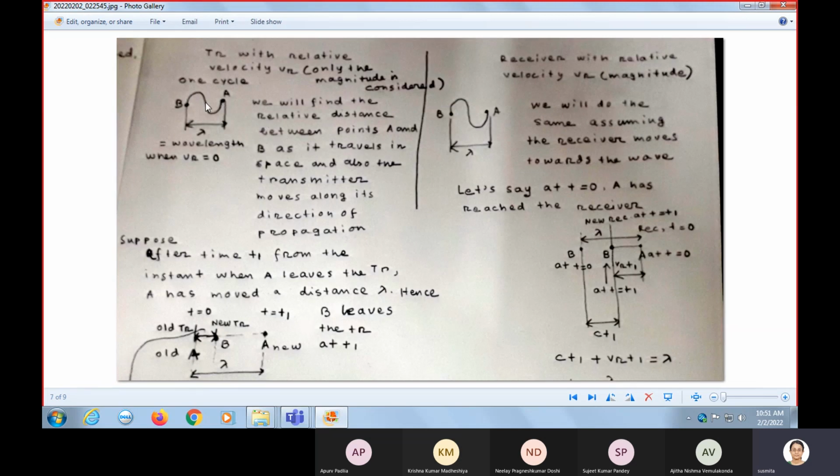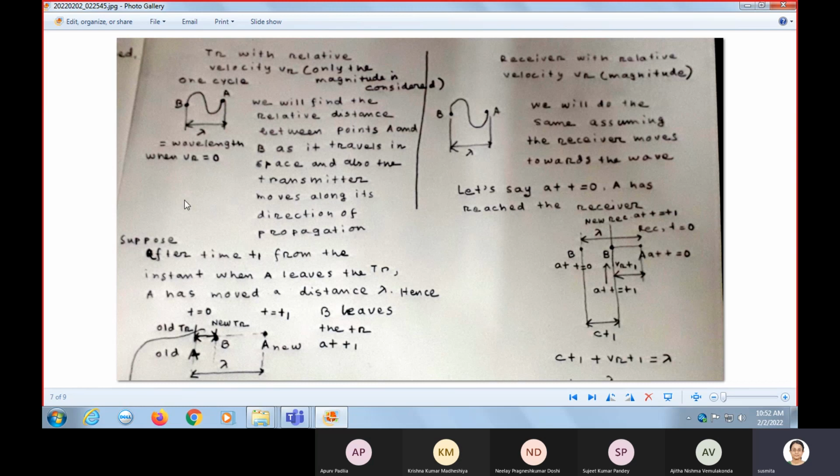Now here we show one cycle. So this is the starting point of the cycle. This is the end point, a beginning of a cycle and the end of a cycle. And we know that the wavelength is lambda. When Vr is 0, wavelength is always lambda as the wave propagates in space. So our objective here is to find the relative distance between these 2 points A and B as it travels in space, and also the transmitter travels. So transmitter also moves along the direction of propagation of the wave. So the wave also moves in this direction, transmitter also moves in this direction.